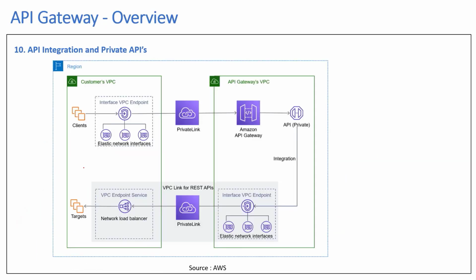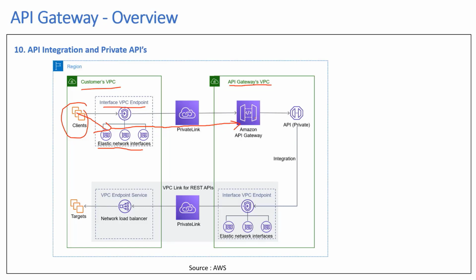Now let's see through the architecture how this works end to end without exposing any of your services on the public internet. So you have the client, say an EC2 instance in a customer VPC. You create an interface VPC endpoint, and as part of that, some ENIs get created. So the traffic is routed from the client, say EC2, to this ENI, and then through the PrivateLink, the requests are sent to Amazon API Gateway, which is in the Amazon API Gateway VPC.